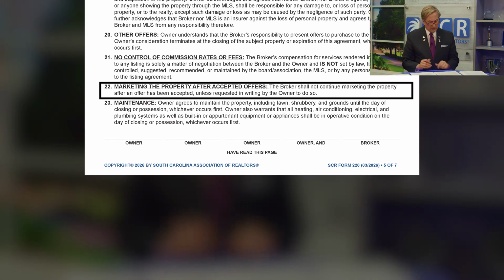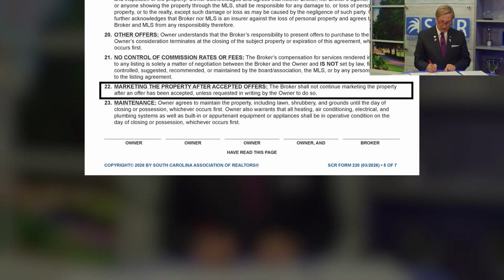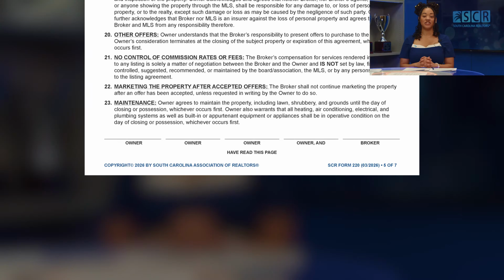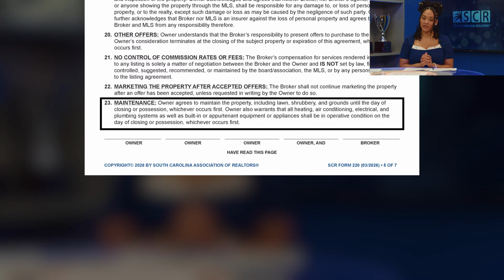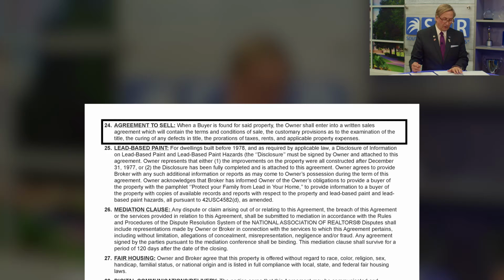22, marketing the property after accepted offer. The broker shall not continue marketing the property after an offer has been accepted, unless requested in writing by the owner to do so. Section 23, maintenance. This section says that the owner has to maintain the property. This includes things like the lawn until closing and also maintain all heating, air, electrical, and plumbing systems up until closing. Section 24, agreement to sell.